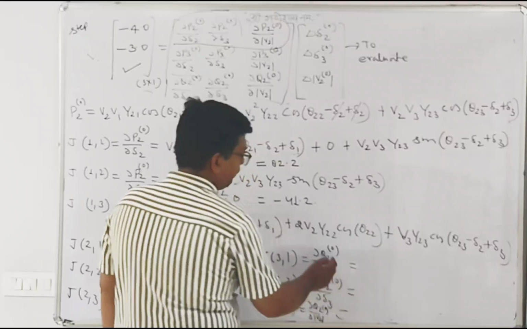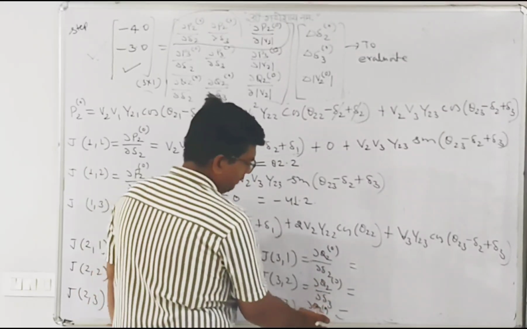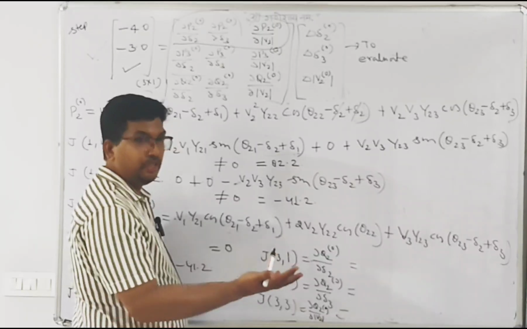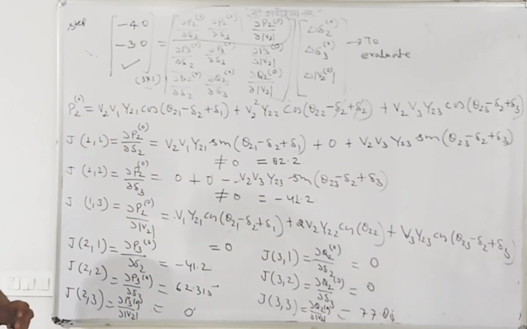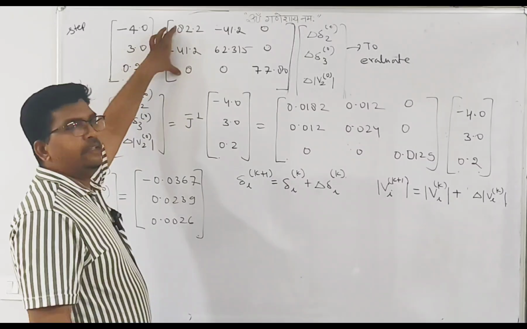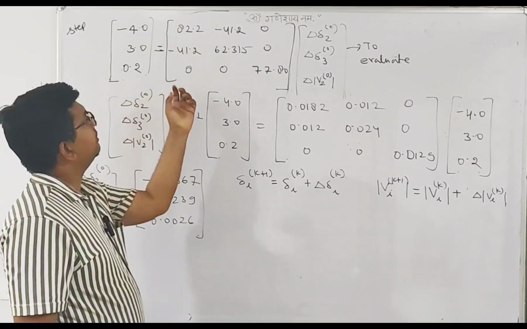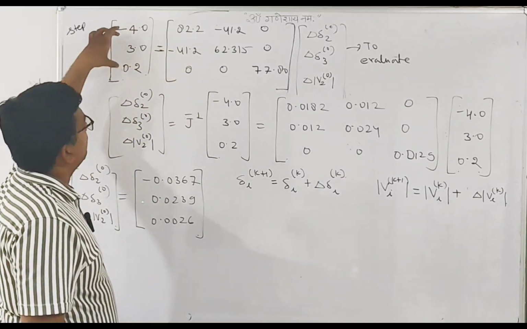Okay, Q2 we have already determined. Take again the derivatives with respect to delta 2, delta 3 and V2. There will be three equations. This is the way of determining the Jacobian matrix J. Okay, all the elements of the Jacobian we will put in this 3 by 3 matrix form. Okay, and change in the power.